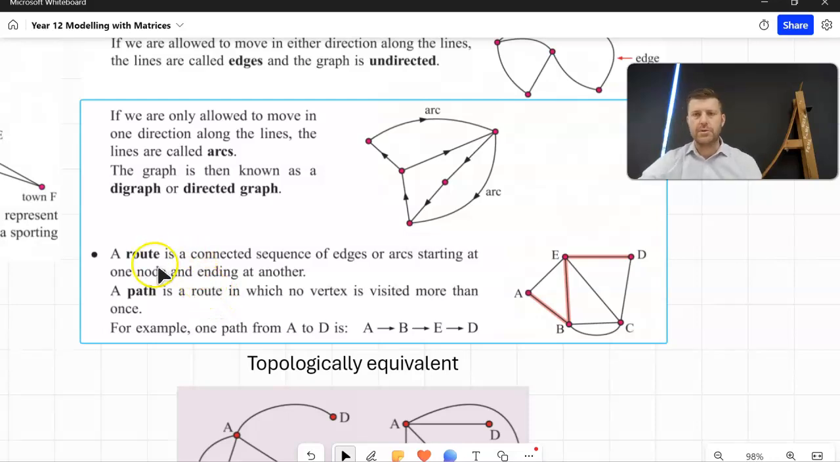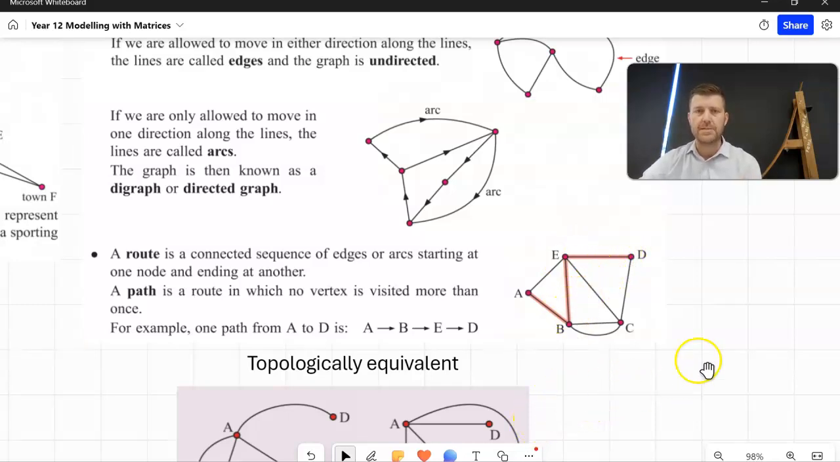Some of the other terminology we're going to look at is the word route. So a route is basically a sequence of edges or arcs starting at one node and ending at another. So for example, a route could be A to E, to C, back to E. But a path is a route in which no vertex is visited more than once. So this is a path that's highlighted in red here, from A to B to E to D, because you don't go to the same node more than once.